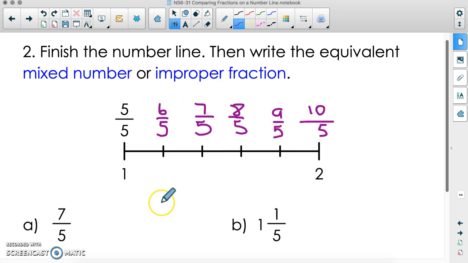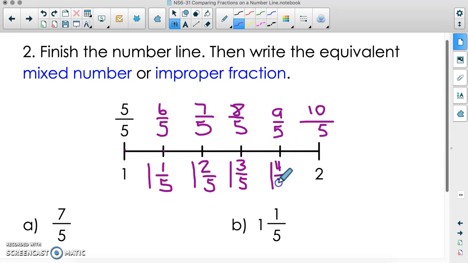Now if we wanted to have the mixed number underneath, we know that we have 1, and then from here to here would be 1/5. Our whole number is still 1. Now we have 1, 2, so it would be 2/5. Now we have 1, 2, 3, so it's going to be 1 and 3/5. And then we have 1 and 4/5.